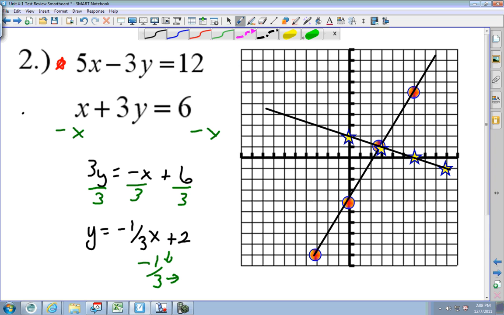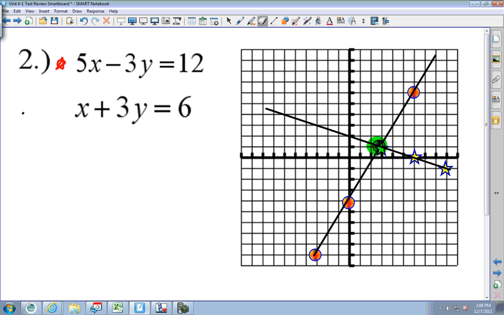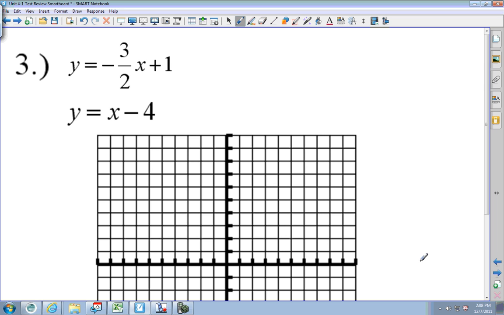Well, here's where the two lines intersect. That solution, let's see, let's get this out of the way here. My solution is 1, 2 over 3 and up 1. 3, 1.